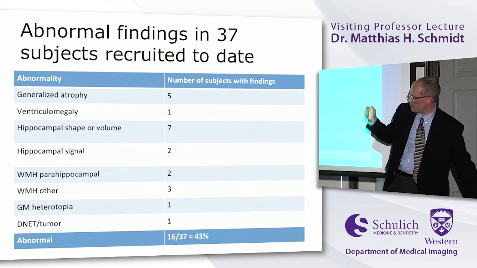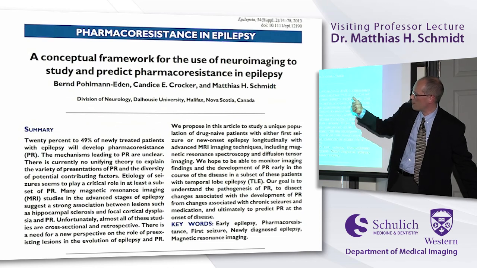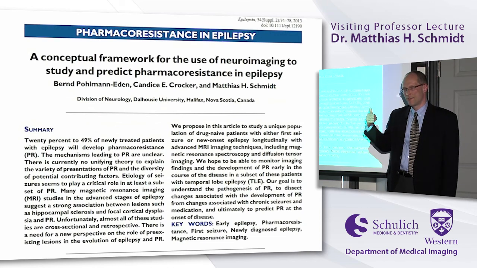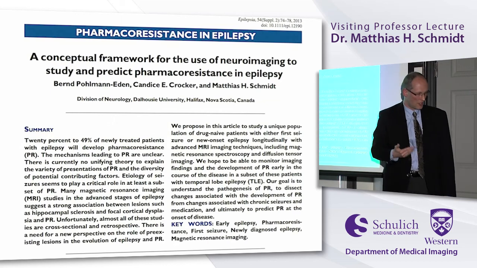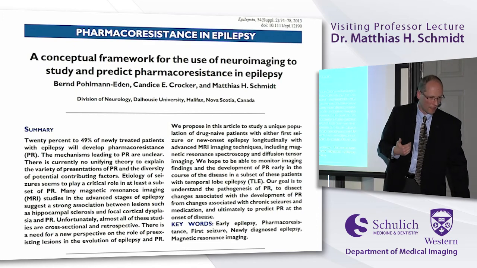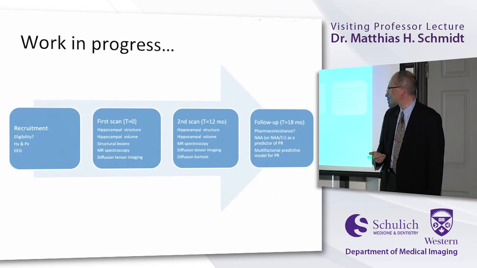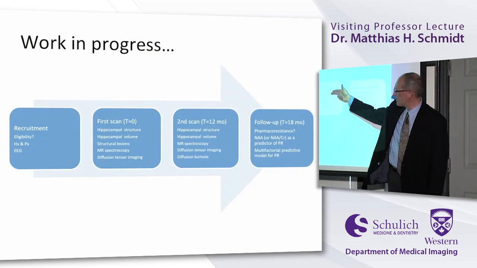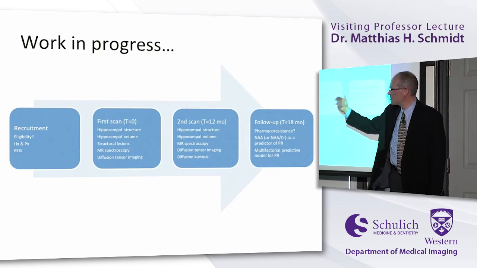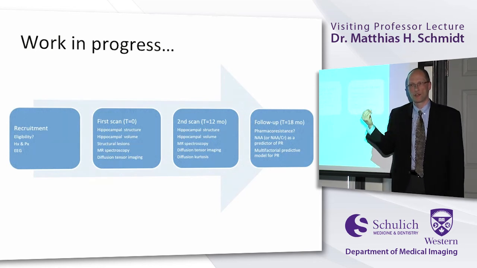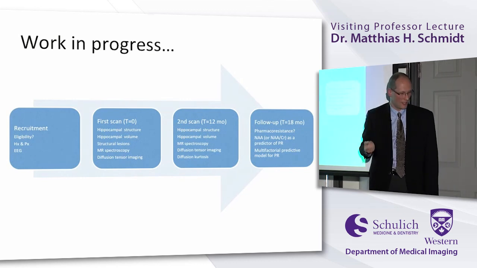We are prospectively recruiting, and we are taking this one step further to specifically study pharmacoresistance and study prediction of next seizure using random forest statistical modeling of multiple factors, including neuroimaging and clinical factors. And this is work in progress. We're interested in looking not just at hippocampal structure and volume and spectroscopy and DTI, but also diffusion kurtosis, which may be a more sensitive way of looking at cellular or tissue derangements. And we're very excited about what the next 5 to 10 years will bring.